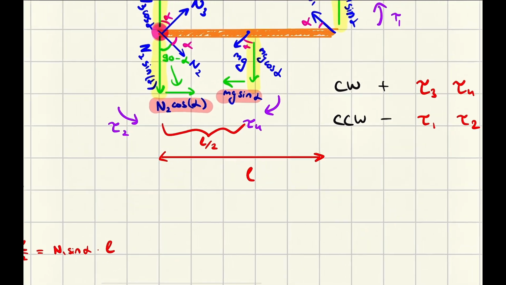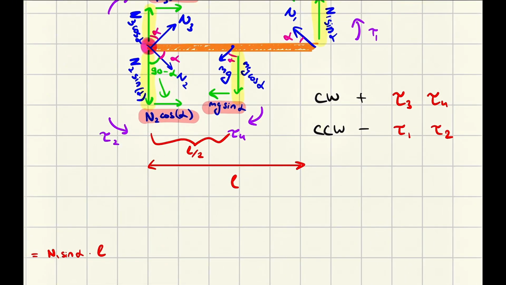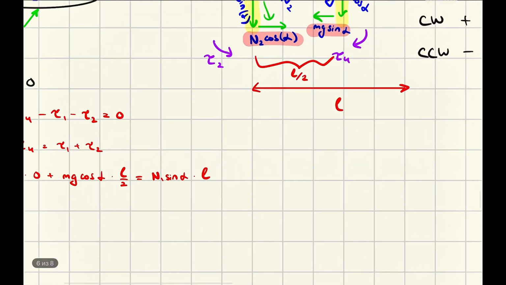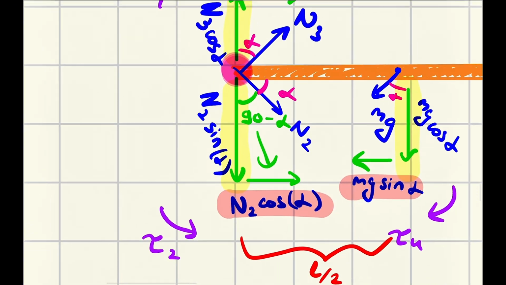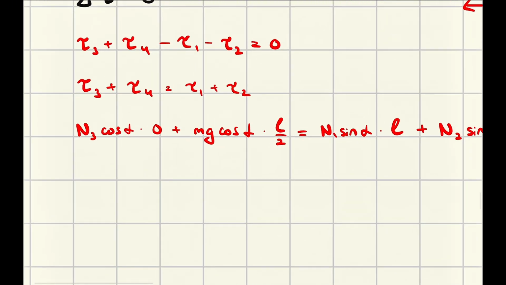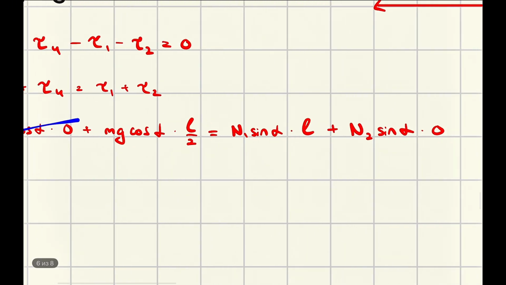Because from the pivot, my force N1 sine alpha is the entire length of the stick. That's why it has to be just L. What about torque 2? This is N2 sine alpha plus N2 sine alpha. But it is 0. Why? Because it is 0 distance from our pivot. So that's why I can just annihilate this part and this part. We have only this thing.